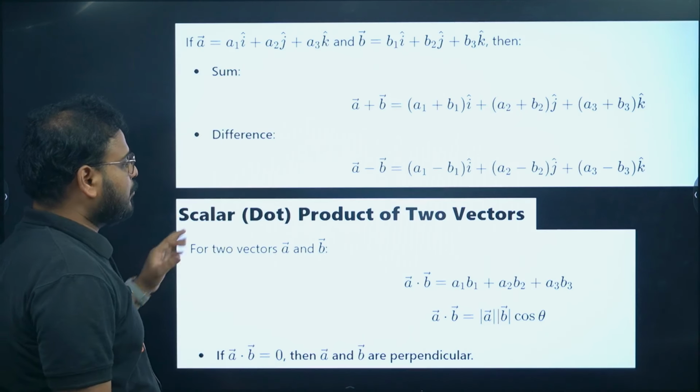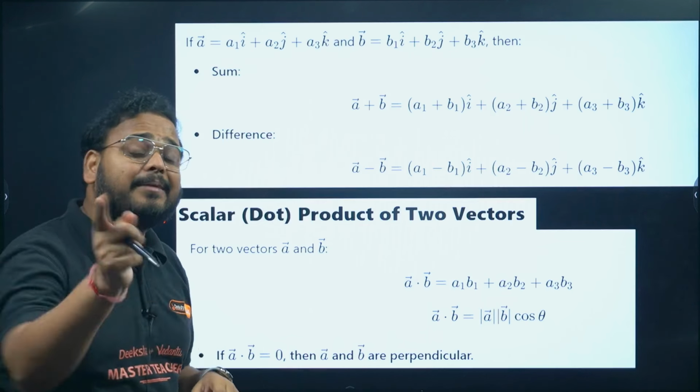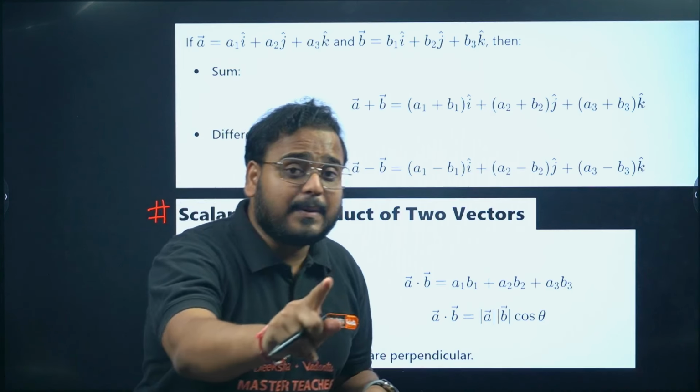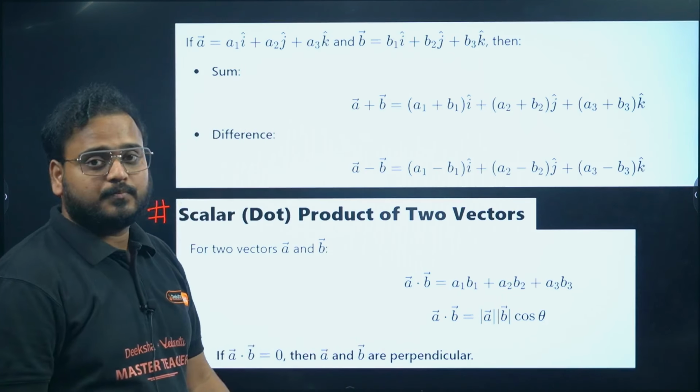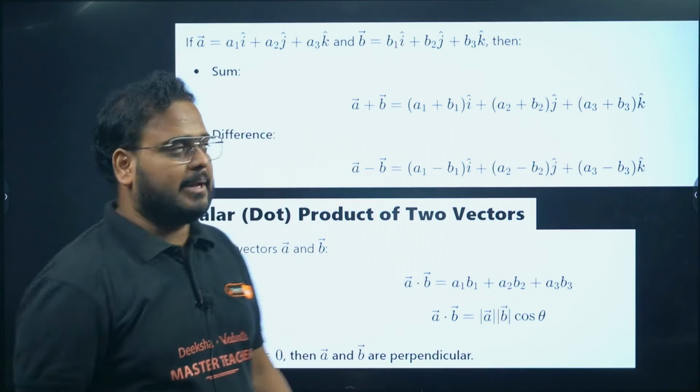Scalar dot product of the two vectors is very important here. This plays a role in the angle between the vectors as well. If the vectors are perpendicular, the dot product is 0. Questions on that concept come in the 1 marker and even the subjective type.